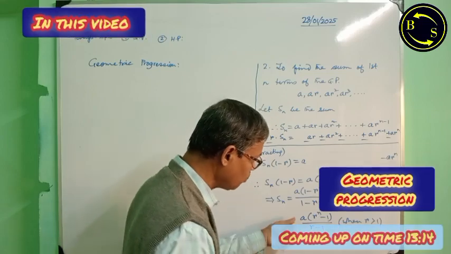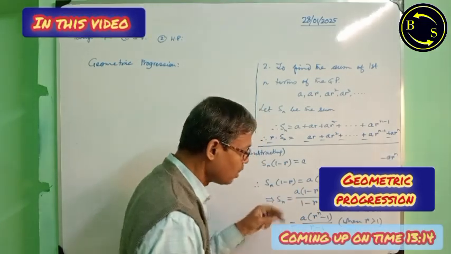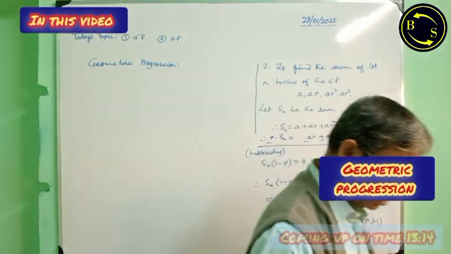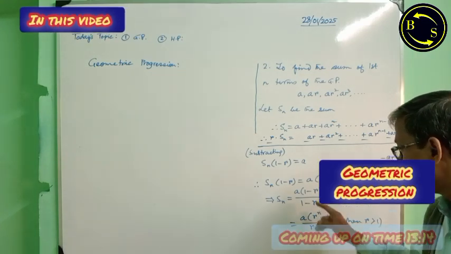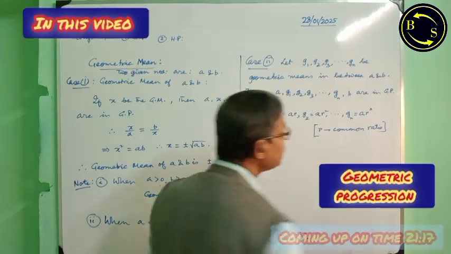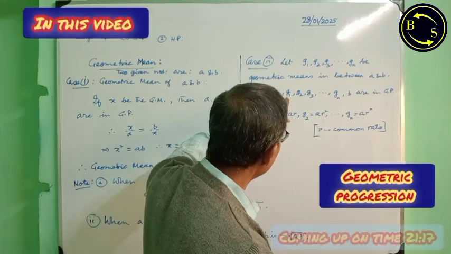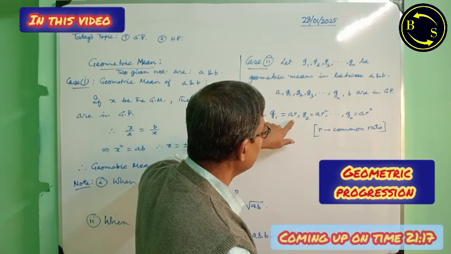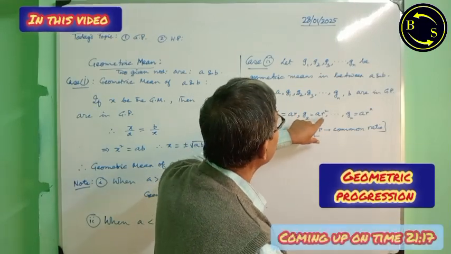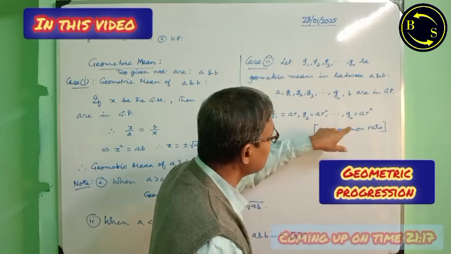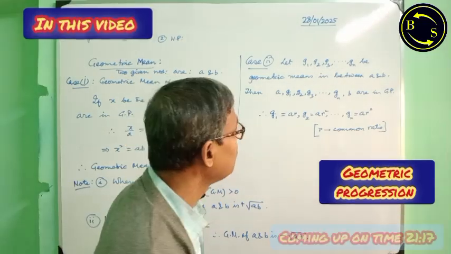When r is greater than 1, we take this one. When r is less than 1, we take this form. Both are equal. If we consider particular cases, we will see the result will be same. Since r is the common ratio, therefore first geometric mean will be r times ar. Second geometric mean will be r square times of a. Following that, nth geometric mean will be ar to the power n.